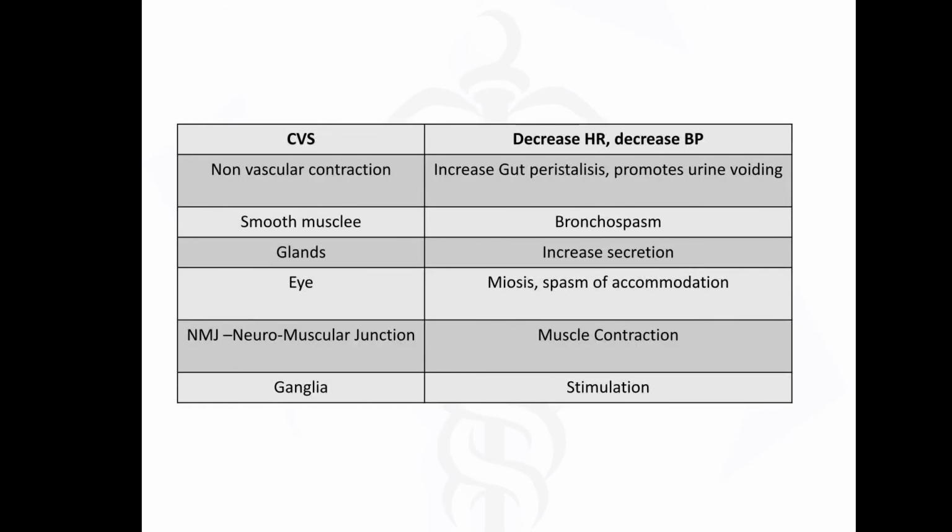So we have seen that in the cardiovascular system, it leads to decrease in heart rate and decrease in blood pressure. Non-vascular contraction leads to increased gut peristalsis and promotes urine voiding. In smooth muscles, bronchospasm is observed, and we have also seen that it may lead to dyspnea. That is an ADR, like we have discussed. And in certain glands, it increases the secretion, like lacrimal, nasopharyngeal, and then salivary glands. In eye, it may cause meiosis and spasm of accommodation. In neuromuscular junction, muscle contraction is observed. This is the nicotinic action that we have discussed. And in ganglia, it causes stimulation.